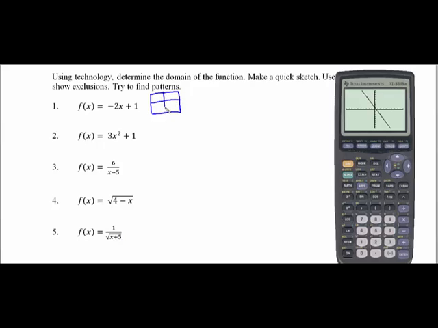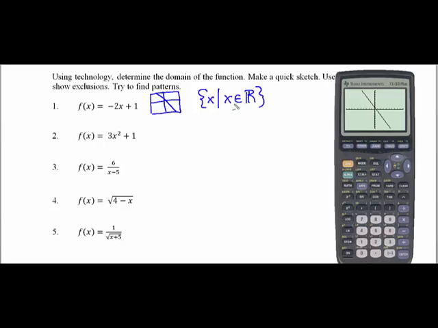So on our little quick sketch, which we don't need to actually plot points, that quick sketch shows that this is a line that just goes forever and ever and ever in both directions. So in terms of domain, it's infinitely wide. Therefore, if I use my little set notation, x is knocking on the door, and x belongs to the set of real numbers.